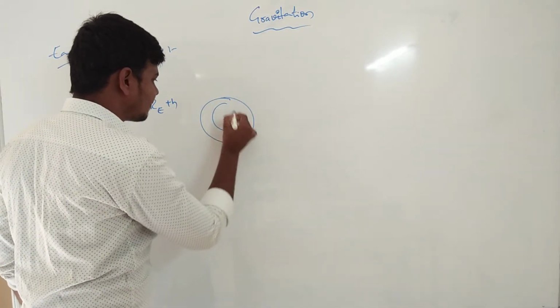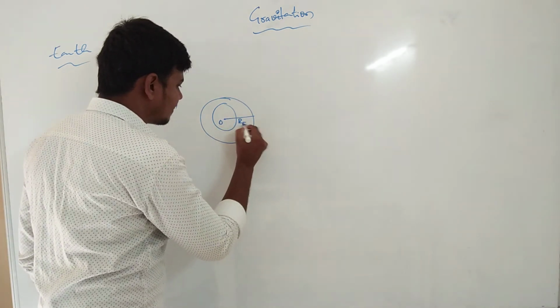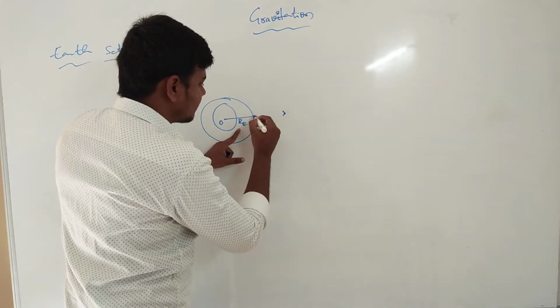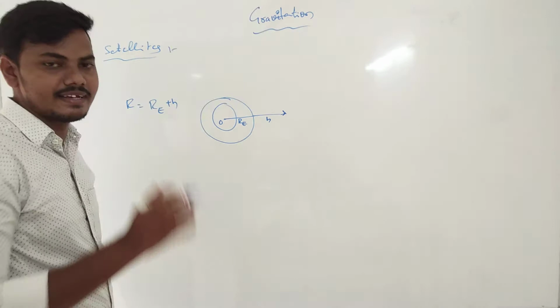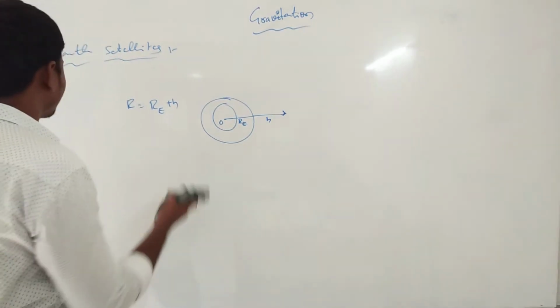This is the orbital case. This is RE, where E means the Earth's radius, and this is the height h of the object above the surface. Here r is the radius of the orbit, so r is equal to RE plus h. Now we are going to our topic, Earth satellites.